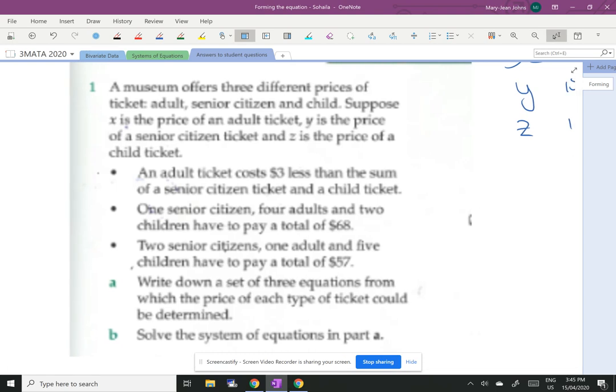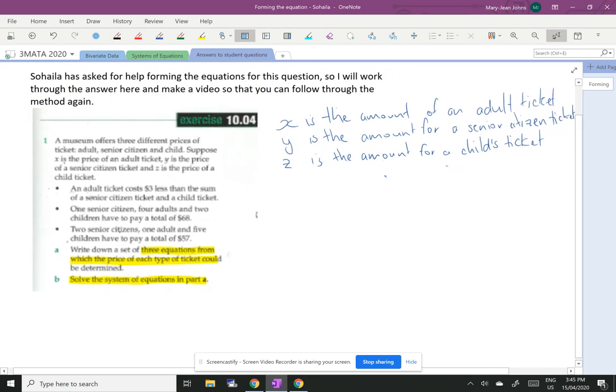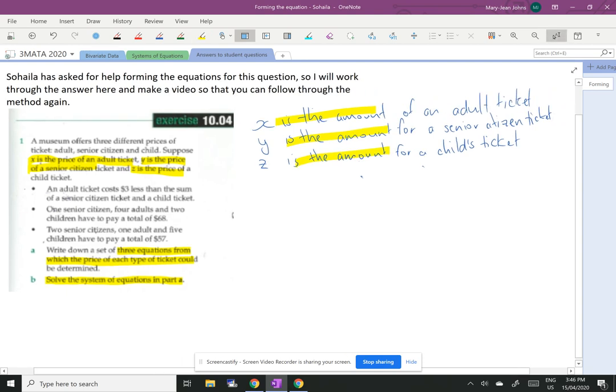Remember in our method, the first thing we do is look at that last sentence, and it says to use the systems of equations and solve the system of equations in part A. So look at part A, it says three equations from the price of each ticket. So we're looking at the price of each ticket. I've already written them, and we're talking about the cost of a ticket. So x is the amount of an adult ticket, and they've actually got that here too, which is really nice. They don't always do that. This time they have, including for the y and the z. Remember, it's the amount of, to suggest that it's a price. In this case, we know the amount is in dollars.